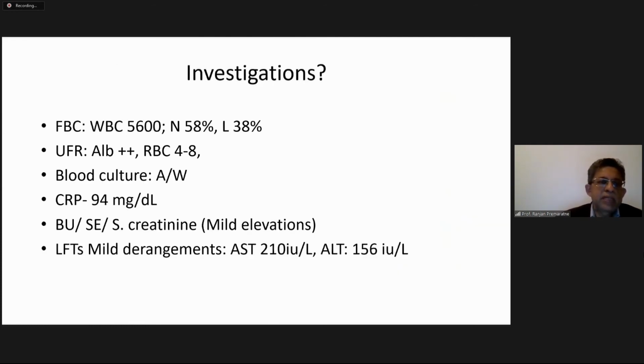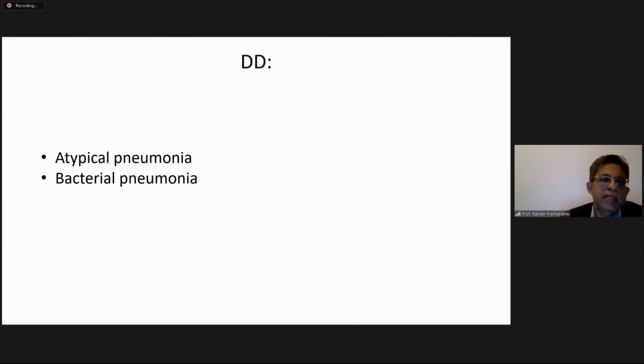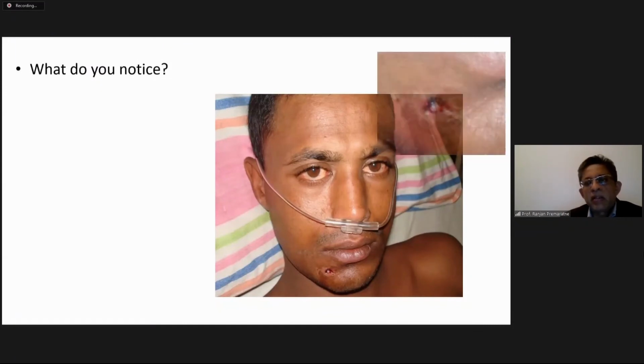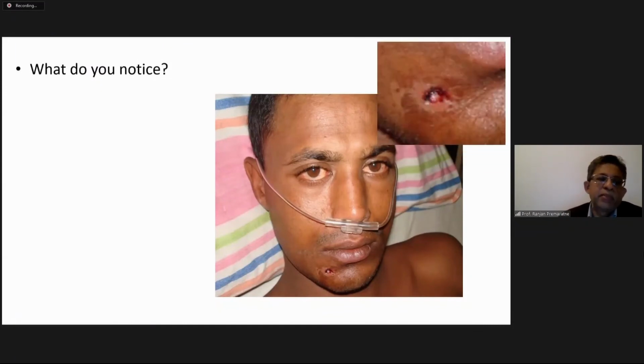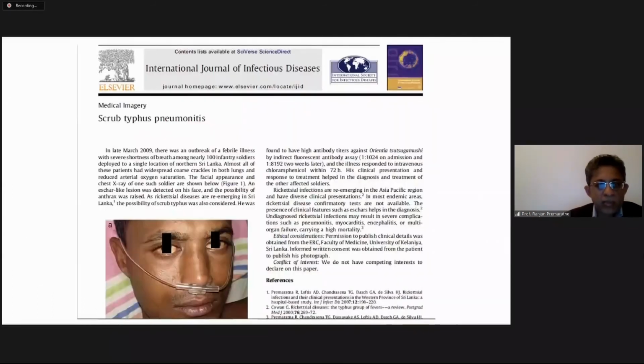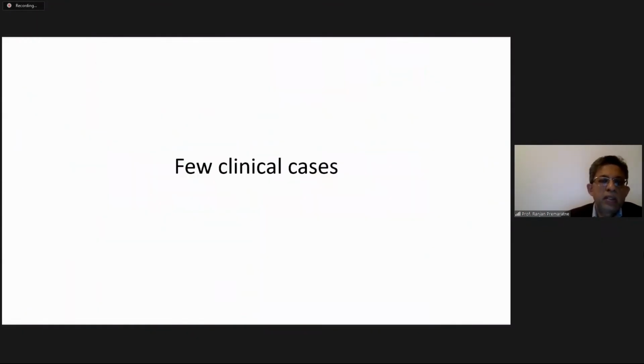And basic investigations are not very helpful except for a rise in CRP and so on. It's like any other tropical febrile illness. So I was still thinking this could be acute pneumonia or bacterial pneumonia. However, until I saw this patient and this eschar on the face, which led me to diagnose that the patient was having scrub typhus, causing severe pneumonia and pneumonitis syndrome. So we have published that as well.